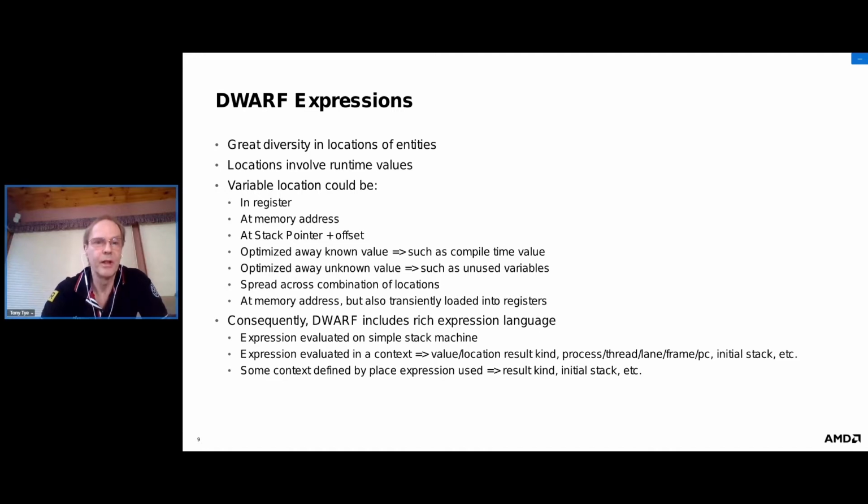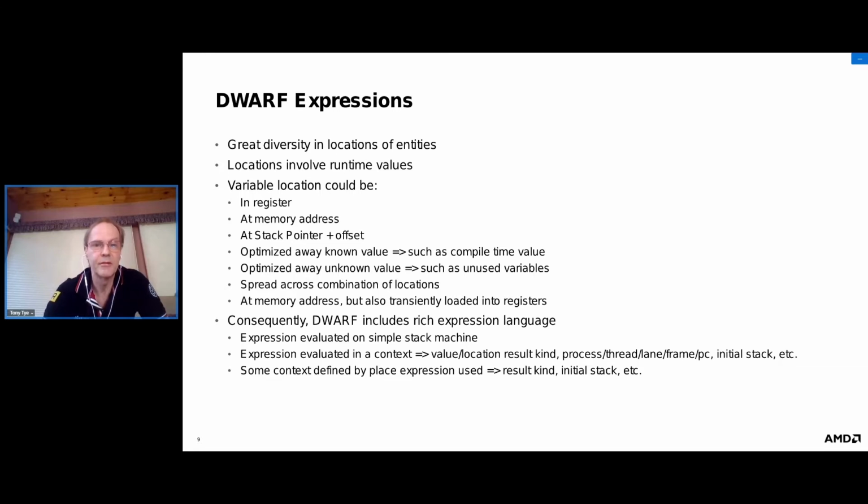And one of the big things is that it wants to describe a big diversity of where entities are located. And those locations could involve runtime calculation, like the current value of the stack pointer. There really is this big diversity of where a location can be: registers and memory. Maybe they got optimized away and we know what the value is, or maybe they got optimized away and we don't even know what the value is, or they're spread across a lot of those places.